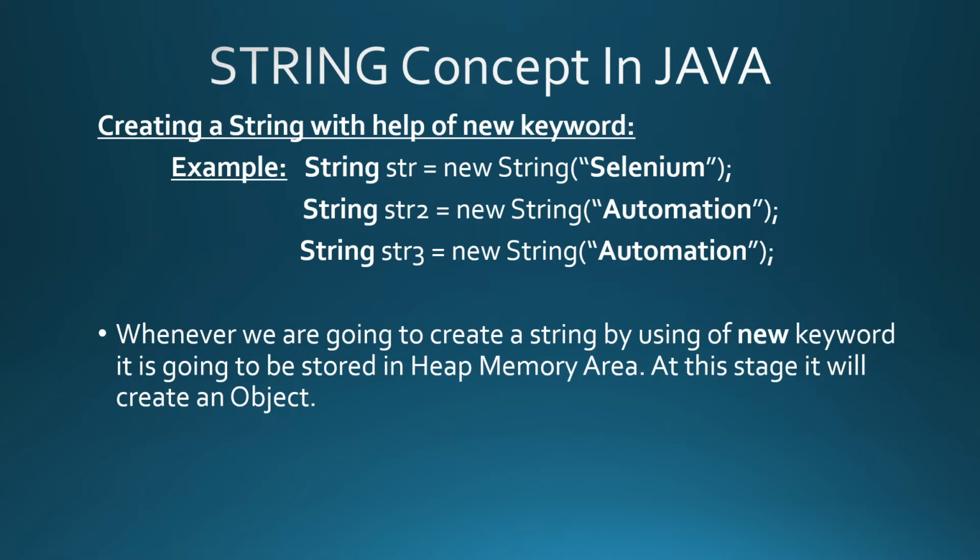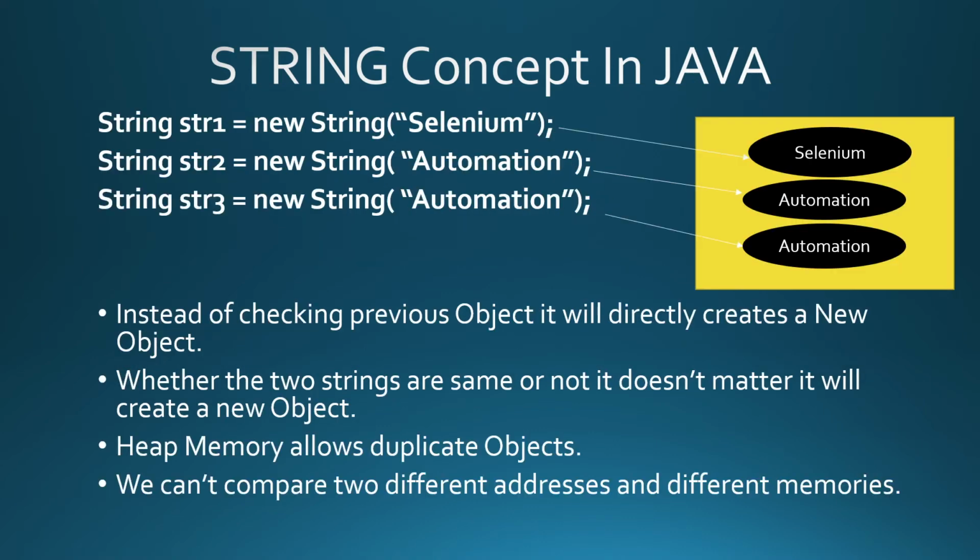Whenever we create a string using the new keyword, it is stored in some heap memory area. During this time, inside that heap memory area, it creates one more new object for the duplicated string. So this is how we can briefly explain it. I created string str1 with new String, passing the string selenium, which is stored in heap memory as an object called selenium. Likewise, I created two more strings, automation and automation, but in the heap memory area, it creates a new object every time for new strings.